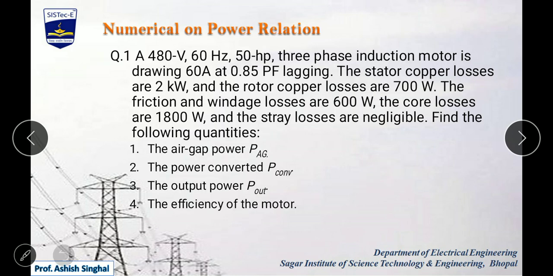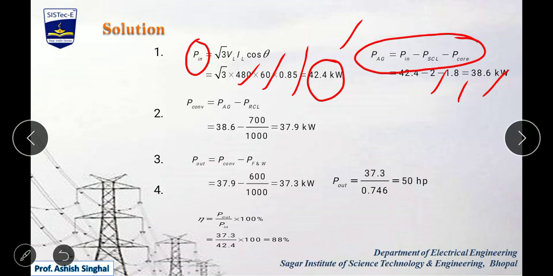Similarly, to find out the converted power, the formula is P converted equals PAG minus PRCL. PAG we have found over here. PRCL is 700 upon 1000. Why are we doing this? Because the rotor copper loss is given in watt, so we divide by 1000. We get the value of 37.9 kilowatt.